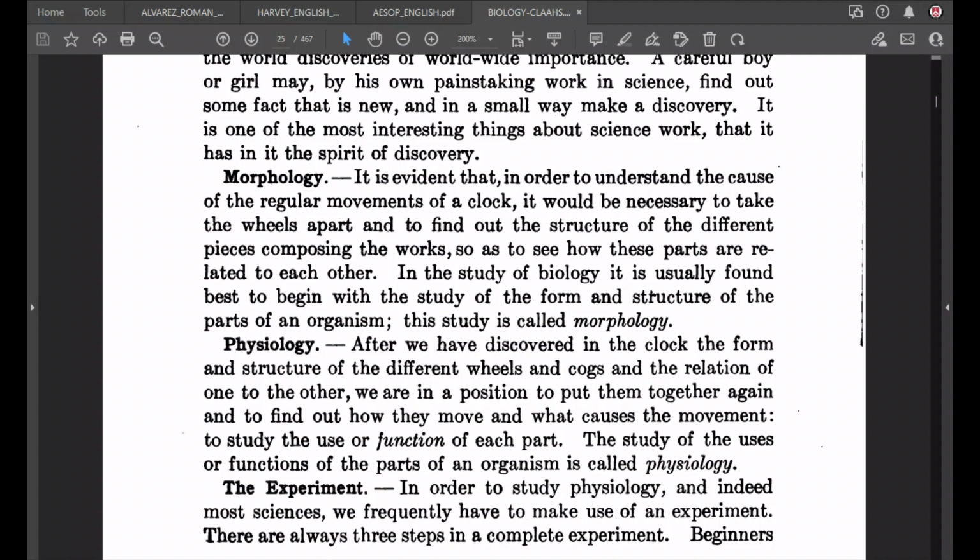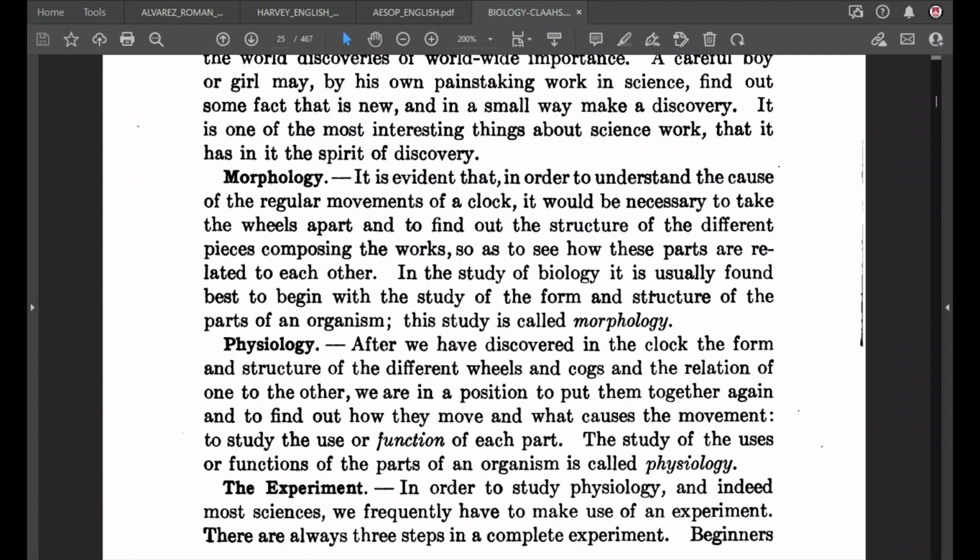When we look at animals and their bodies, plants and their parts, we need to study and examine the parts to understand how those parts work and how the whole plant as an organism or the whole animal as a living thing works. The study of the parts of an organism is called morphology. Morphology is the study of the parts of an organism.